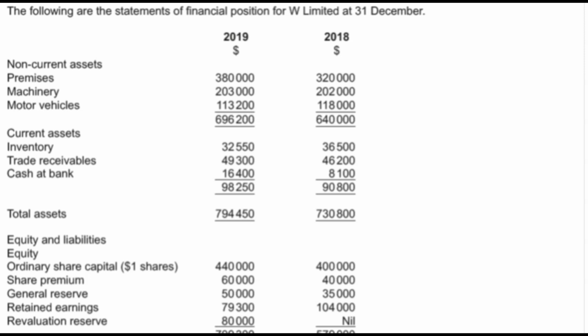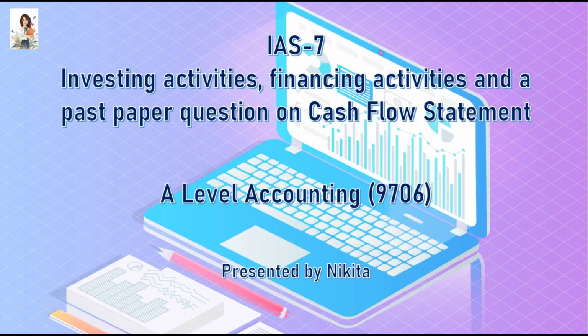If you want to verify your answer, you can check the cash at bank in the closing statement of financial position, and it will be the same as your cash and cash equivalents at the end of the year that you found out in the cash flow statement. So that was IAS 7, Investing and Financing Activities. We will cover a sum of a different nature in the next video.